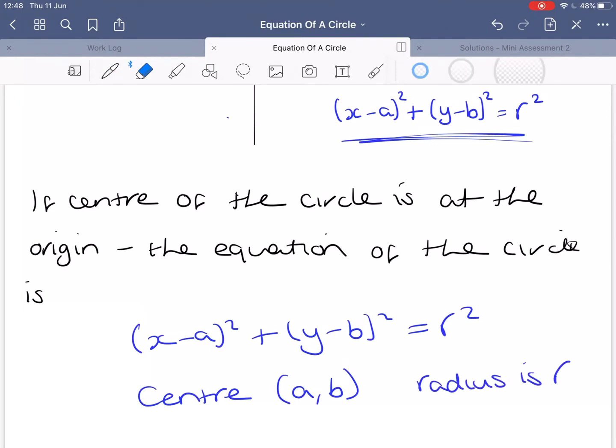Now, one thing you've got to note is this is x take away a when the centre is at the point A.